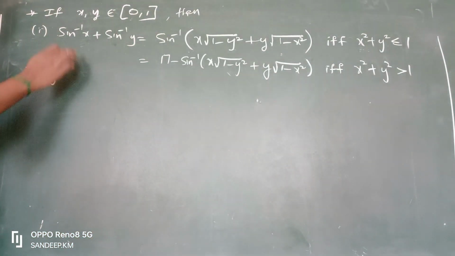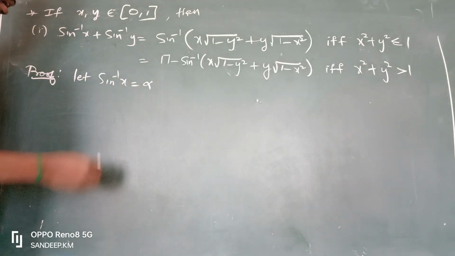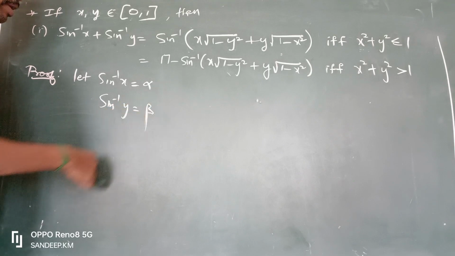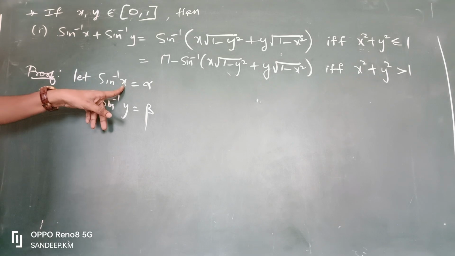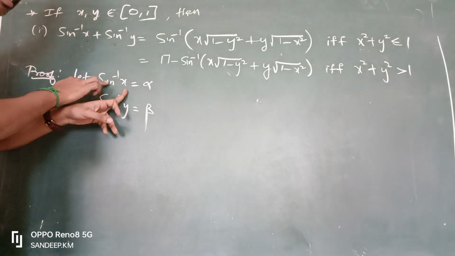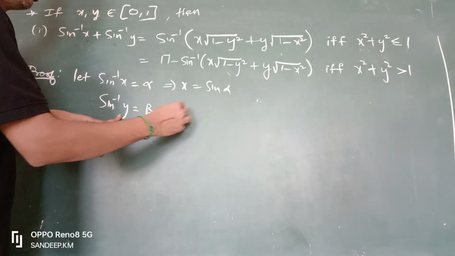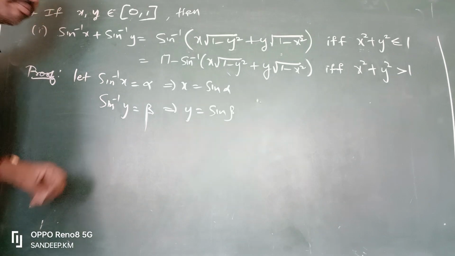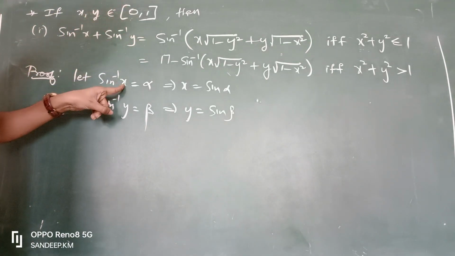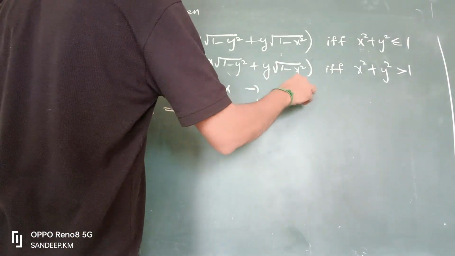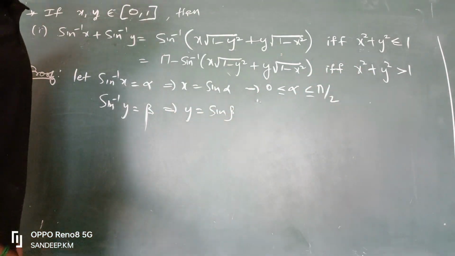First of all, let me take sin inverse x equal to alpha and sin inverse y equal to beta. So it is very clear that x belongs to [0, 1], x is between 0 and 1. So I can take the sin inverse to the right side and say x is equal to sin alpha, and here also y is equal to sin beta. And understand one thing, dear students: if x is between 0 and 1, clearly x is positive, then alpha must be between 0 and pi by 2. Alpha is in the first quadrant.